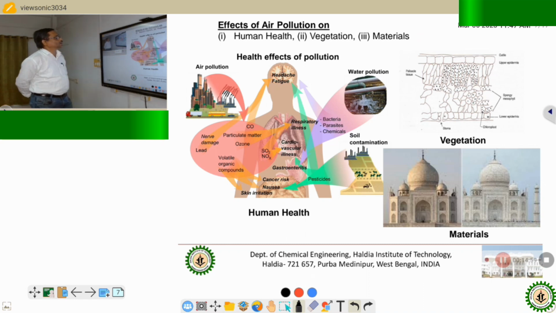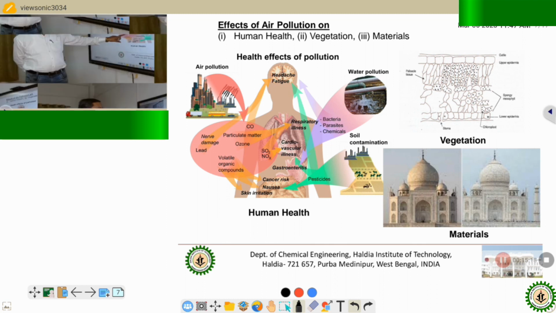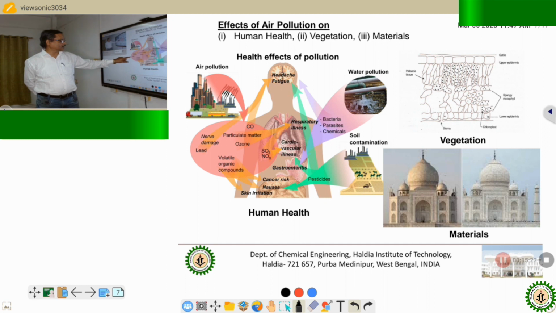The effects of air pollution on human health, vegetation, and materials are like this. Whatever types of air pollution come, there may be carbon monoxide, particulate matter, meaning carbon dust or sulfur dust as I mentioned, or even some ozone, and they may damage our nervous system. Mostly metals like lead and arsenic damage our nervous system. There are different kinds of organic compounds too. If we inhale them, they may cause cancer, nausea with a vomiting tendency, or even skin irritation.